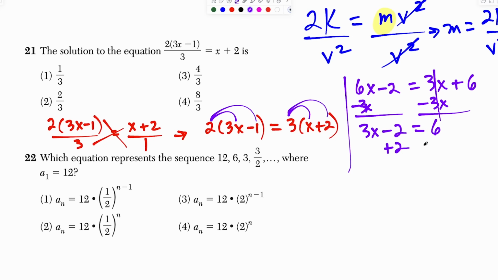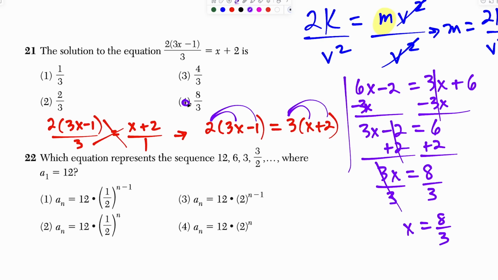And now we could go plus 2 on both sides. And we're going to have minus 2 plus 2 cancels. 3x is equal to 6 plus 2 is 8. And now finally, just divide both sides by 3. And this tells you that x is equal to 8 over 3. So choice 4 is our answer.